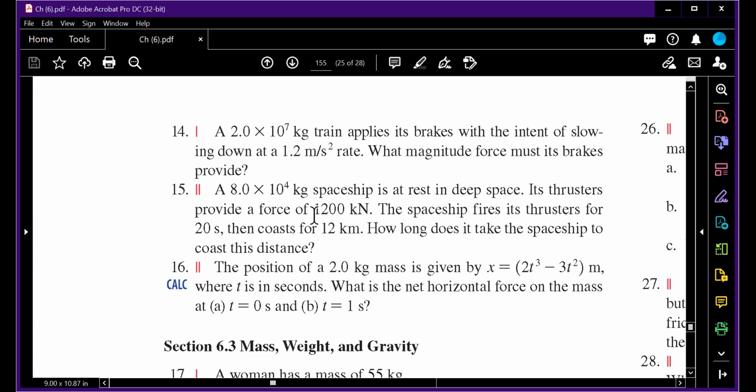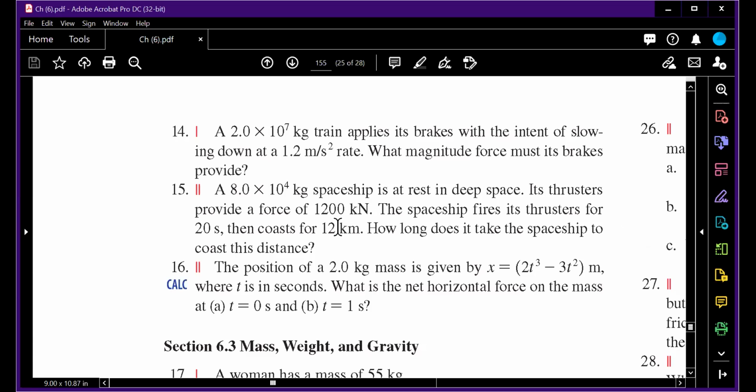Before I jump into friction, this is just practice with the equations. So 8.0 times 10 to the 4 kilograms is our mass. It's at rest in deep space, so no gravity. Deep space always means no gravity in these examples. We have thrusters with a force of 1200 kilonewtons. That looks a little more realistic, actually. The spaceship fires its thrusters for 20 seconds, then coasts for 12 kilometers. The question is how long does it coast over that 12 kilometers?